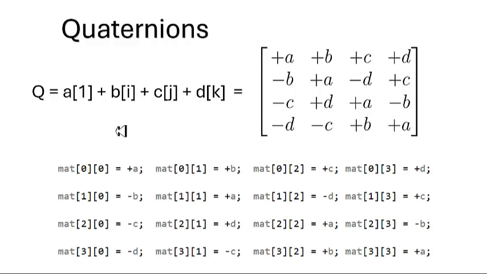They are 4-tuples. 1, 2, 3, 4. And I think it's really important to understand this, to truly understand Quaternions to the root of what they are, which are 4x4 matrices.